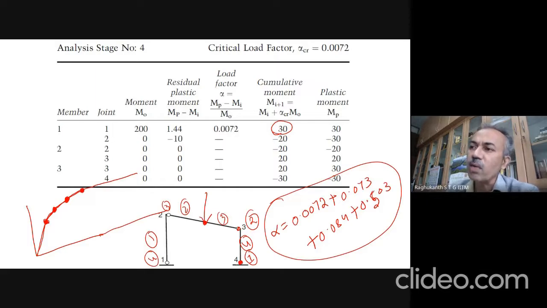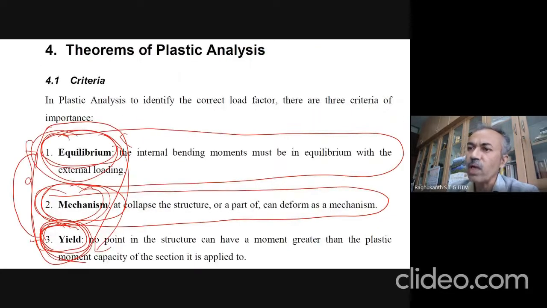Like that, you do the incremental method. You can use this method to find out the collapse load for any portal frame or any beam itself. Of course, this methodology is perfectly fine, but it is very tedious, because if there are 4 hinges, you have to repeat the analysis 4 times. But with computer programming and others, you can do it very easily.